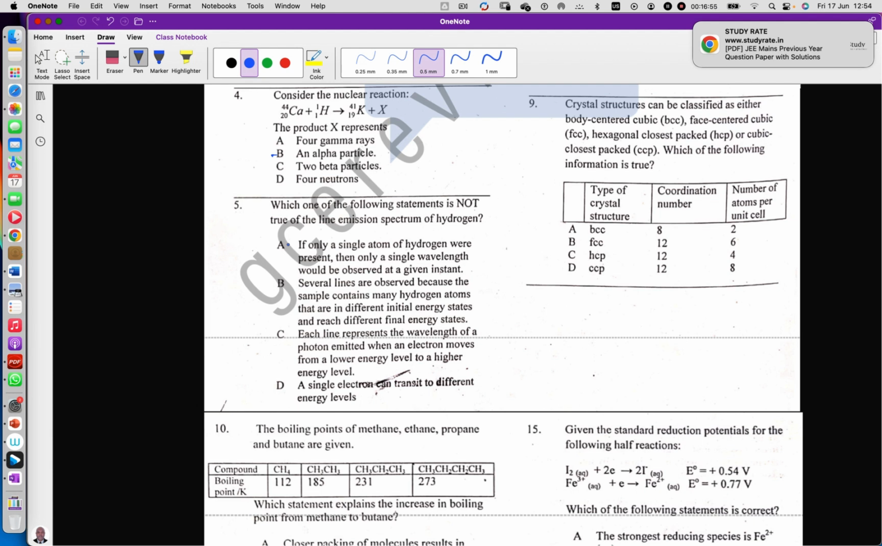Each line represents a wavelength of a photon emitted when an electron moves from a lower energy level to a higher energy level. No. Photons are emitted when electrons drop from a higher energy level to a lower energy level. So C is not right. A single electron can transit to different energy levels, of course. So you are right, the answer is C. They reversed it. When electrons move to a higher energy level, they gain energy. When they drop to a lower energy level, they emit a photon. Okay, so C is the right answer.